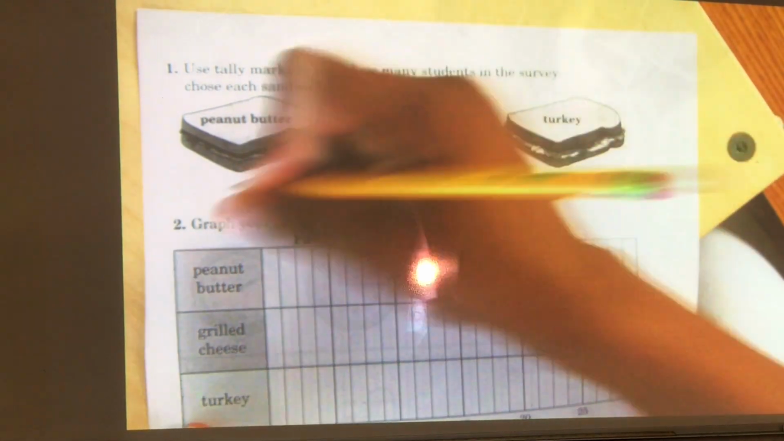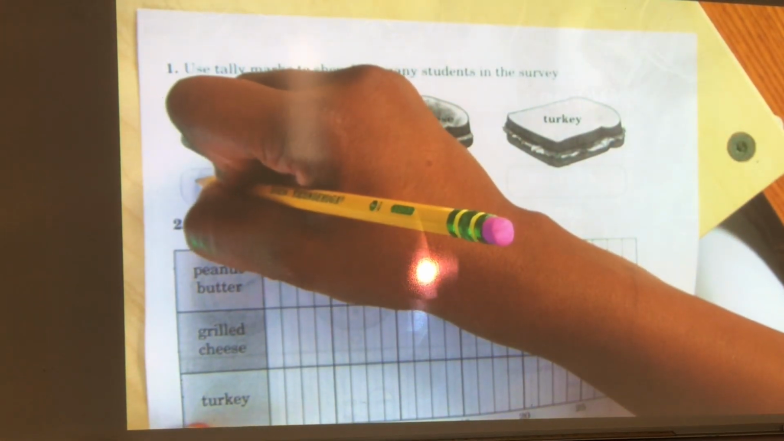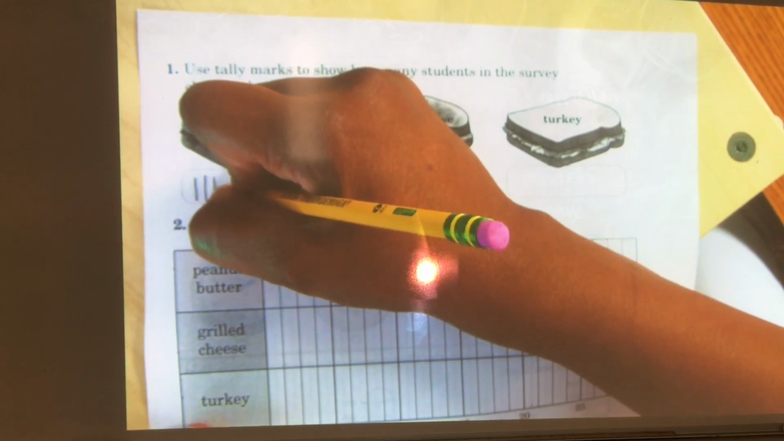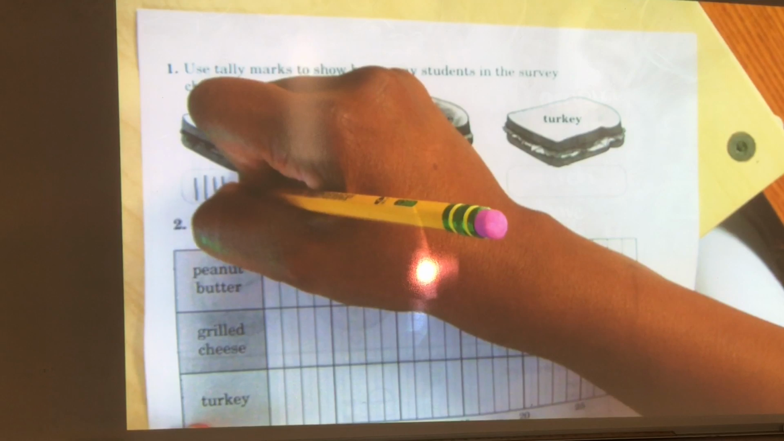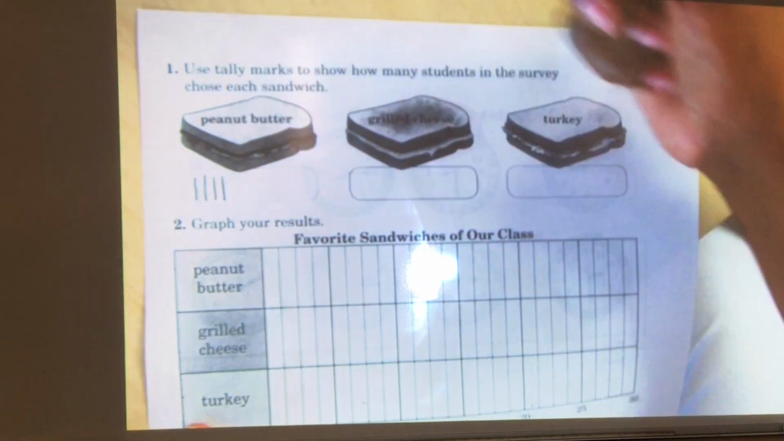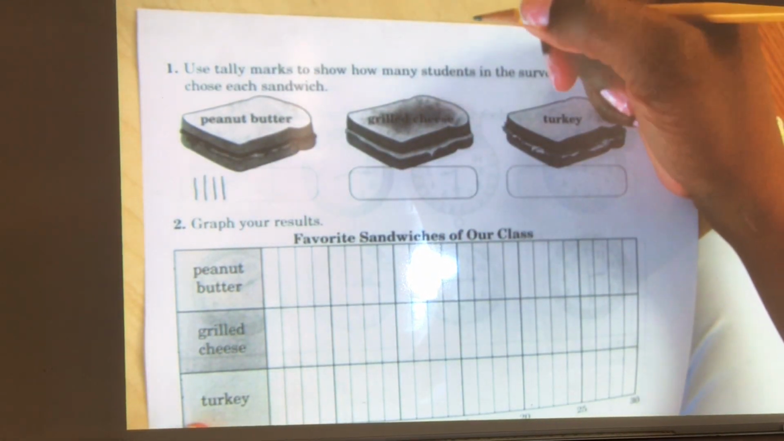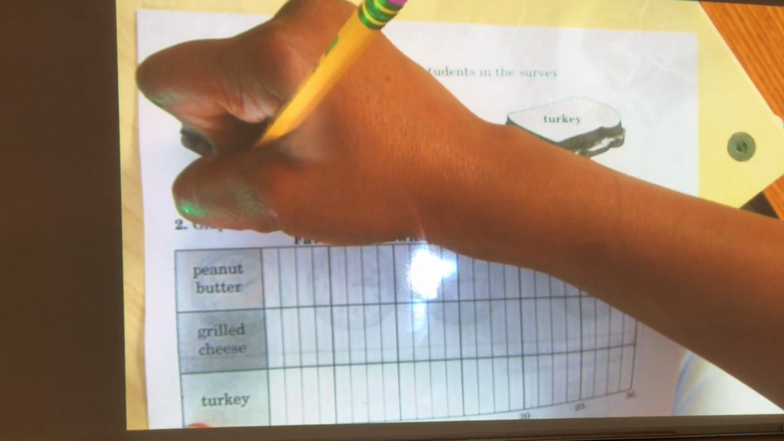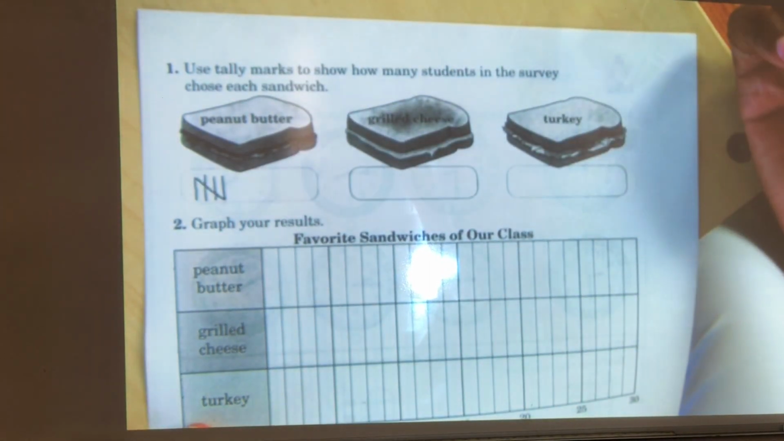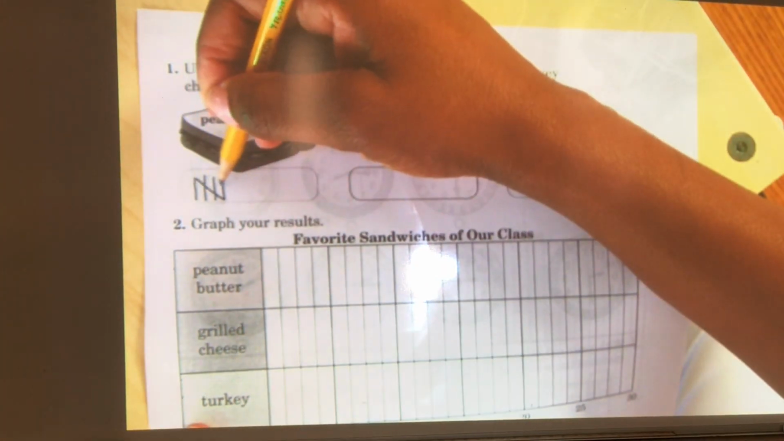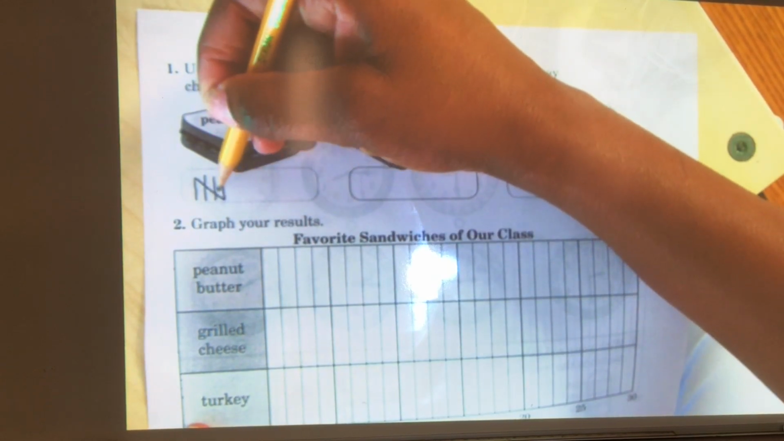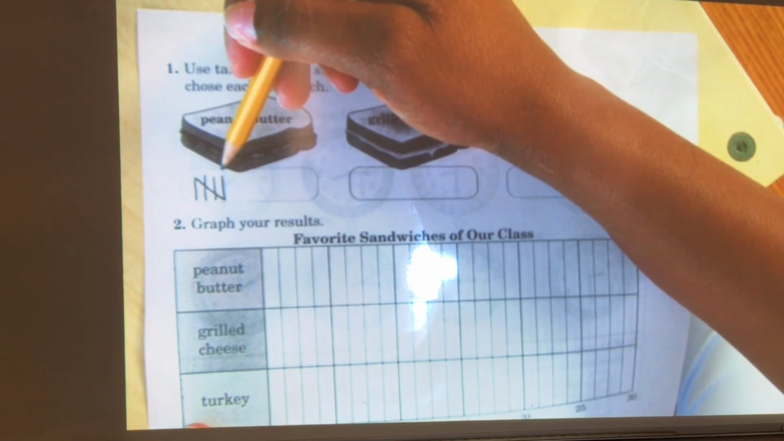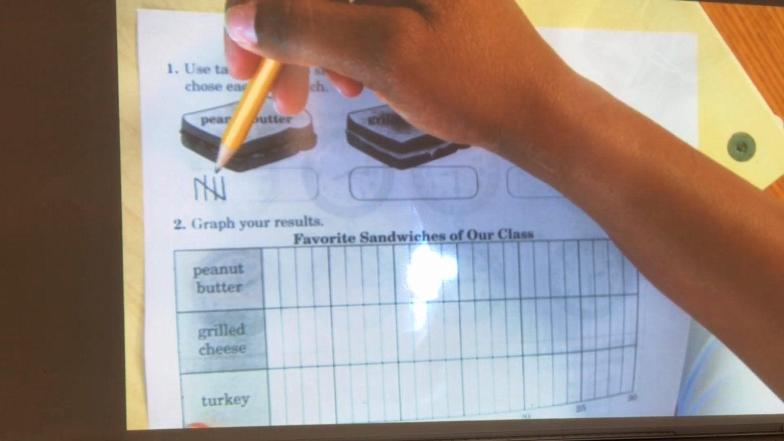So peanut butter, to make the tally mark, remember we make the straight lines first. 1, 2, 3, 4. I'll make 4 straight lines, and now I need to write 5, but I'm going to make a slanted line. And when you see this, that represents 5. There's 4 straight lines and 1 slanted line. So every time you see tally marks like this, you know that you can count by 5s.